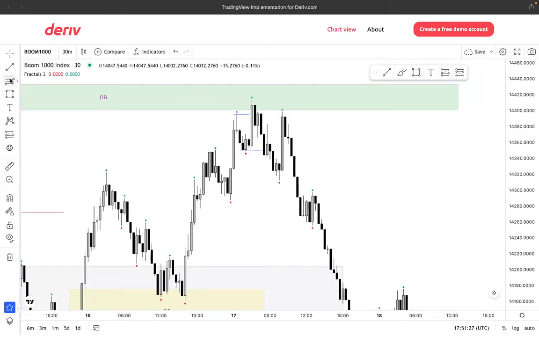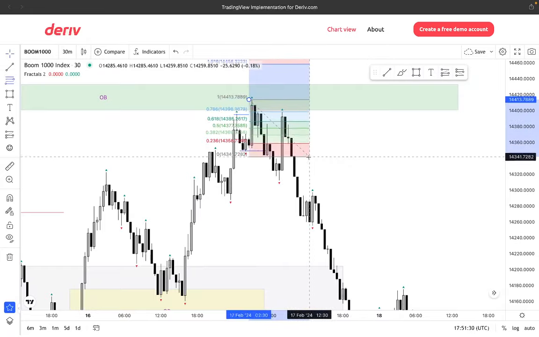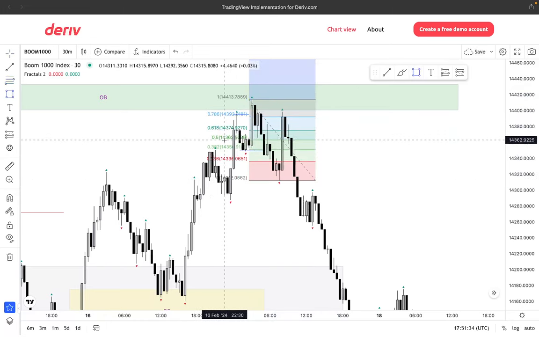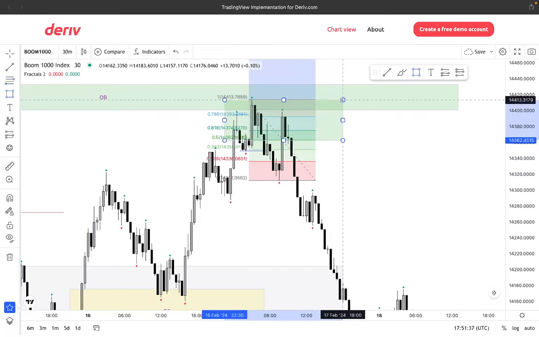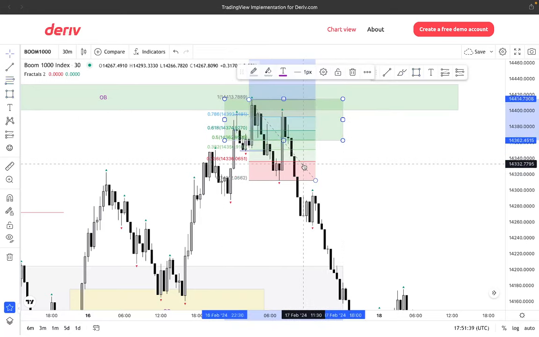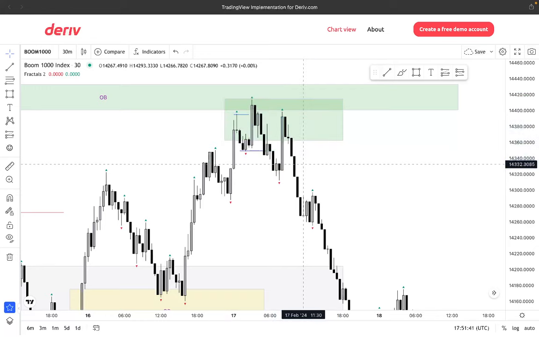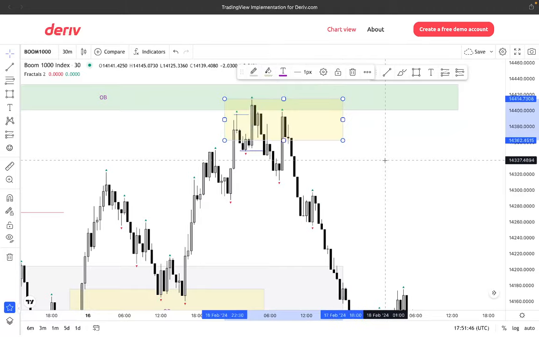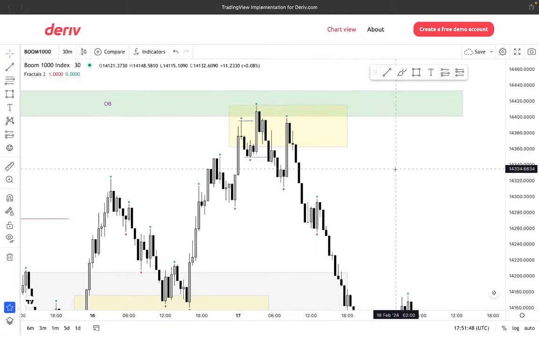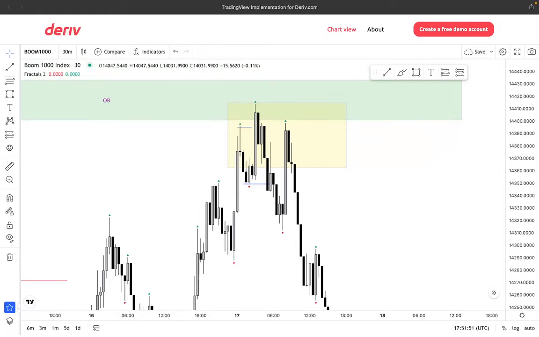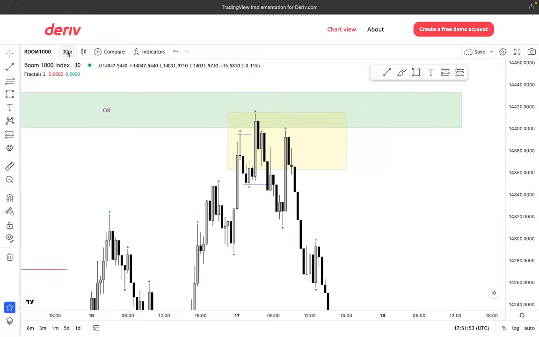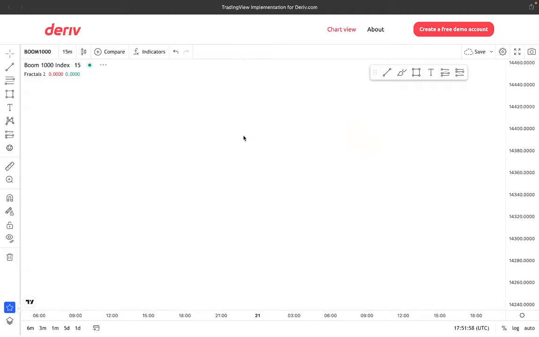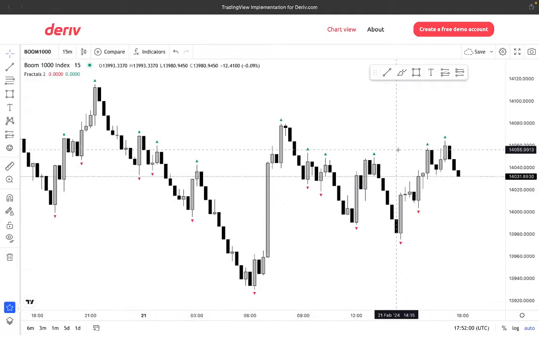Let's draw our FIB, literally. Anything above the 50% if you wanted to sell, because now remember we are in a short-term downtrend. Let's just change this color. So this is the 50% area. What do we have? Let's go down to the 15 minute. So we had our liquidity sweep. We had our market structure shift.